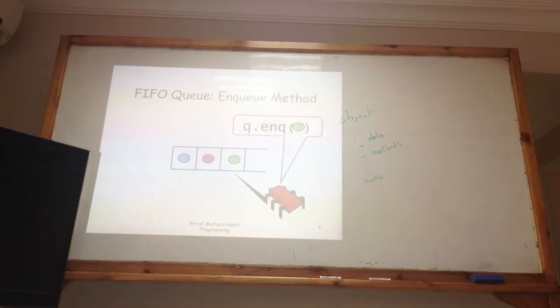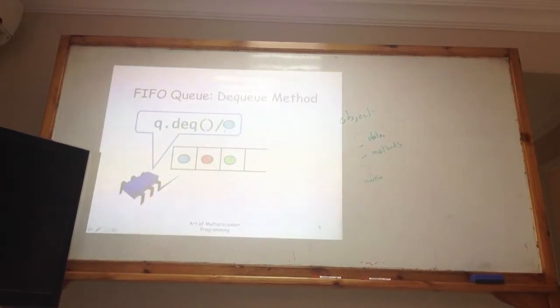Then you have the dequeue operation, which is the opposite. You remove one object, but this time from the head of the queue, because it's FIFO, first in, first out. Maybe another processor or thread will issue queue.dequeue, so queue is the object, dot dequeue, and it will remove one object from the queue, usually from the head.